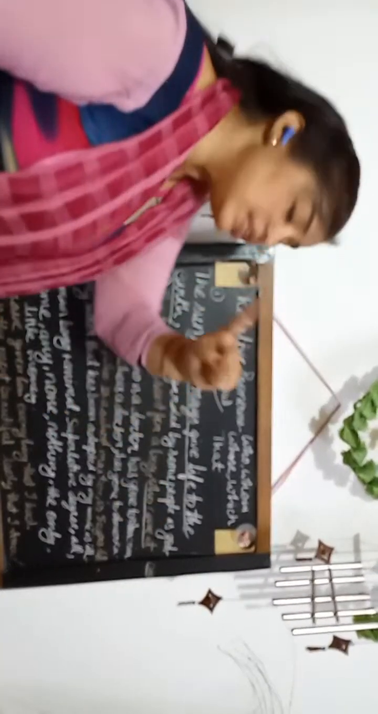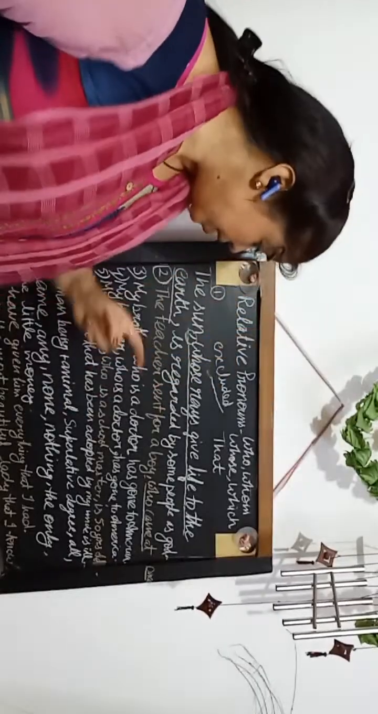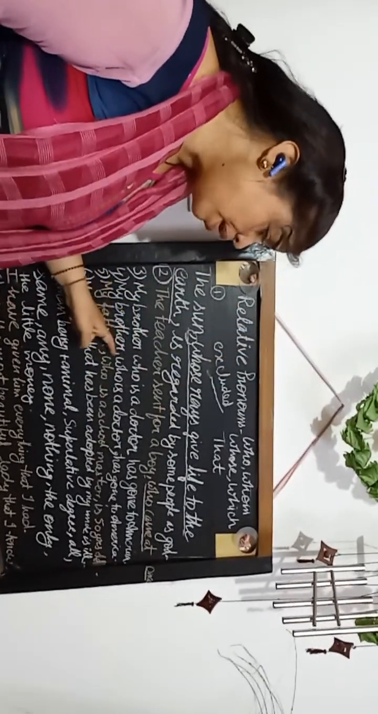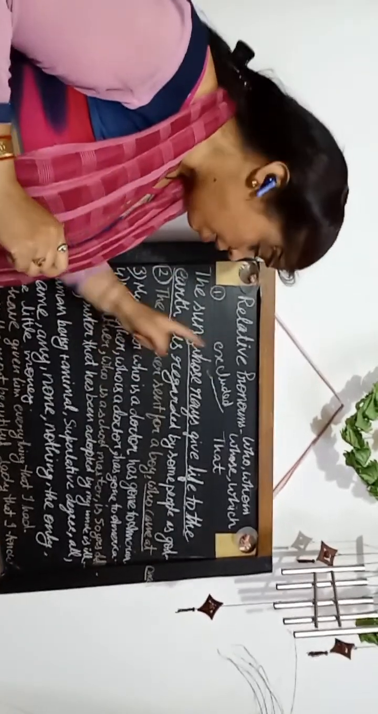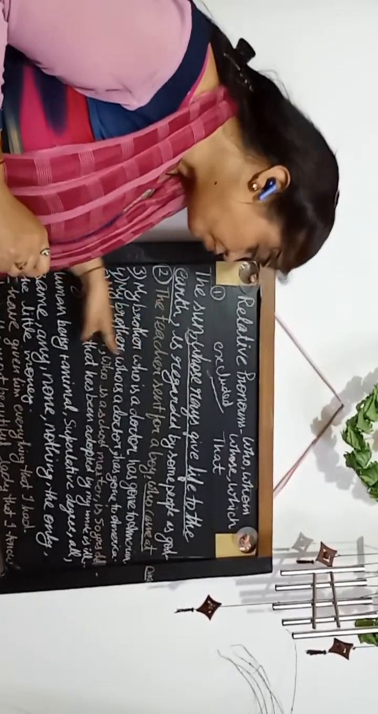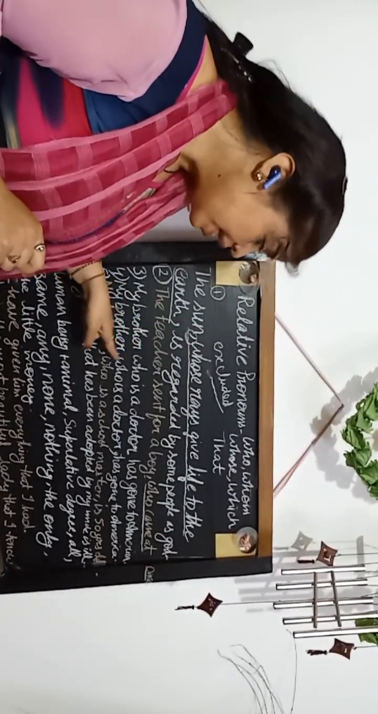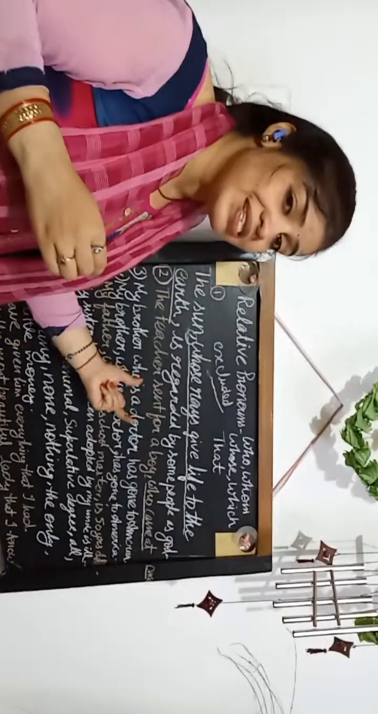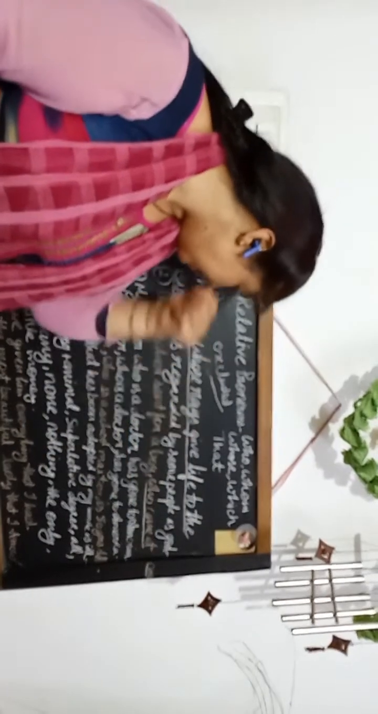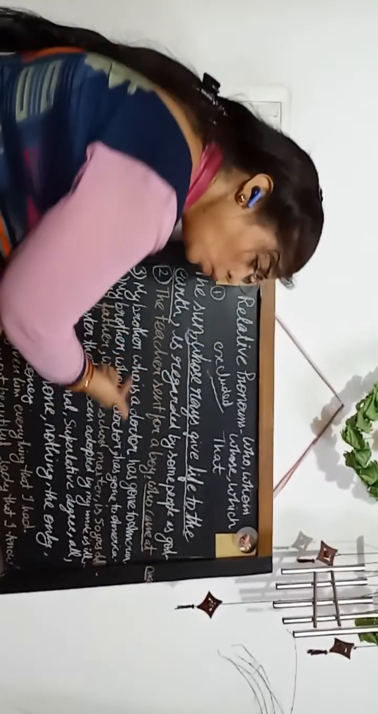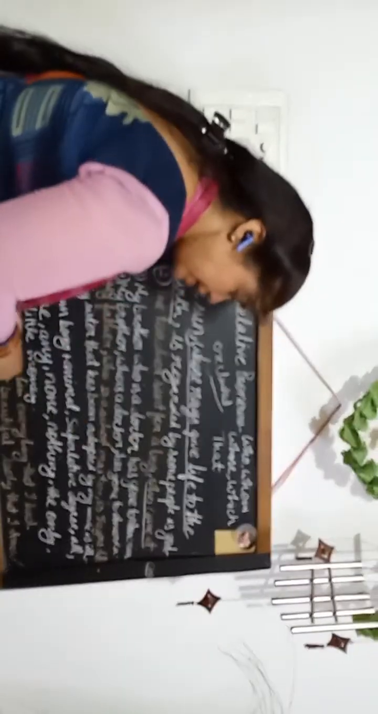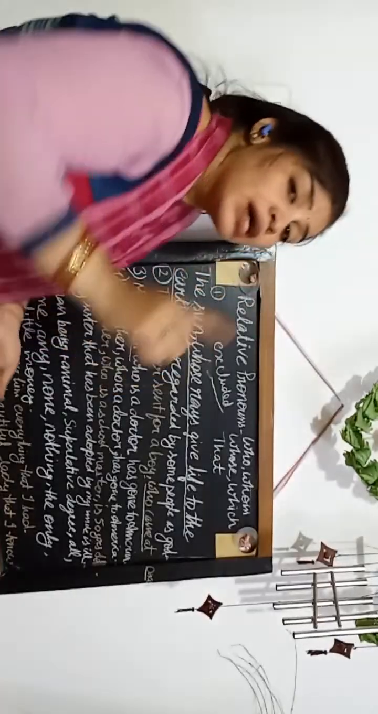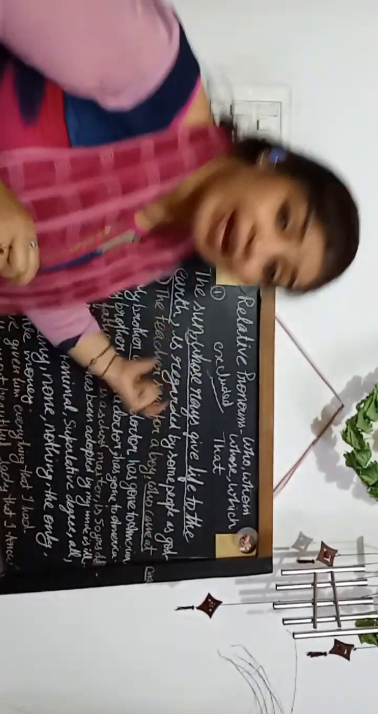I have written the same sentence twice, one with commas and one without commas. While you are using commas, that means this is extra information. It is not required. The meaning of the sentence without commas implies something else, so you need to understand that. My brother who is a doctor has gone to America. Here I'm not using commas. That means it is a defining clause.